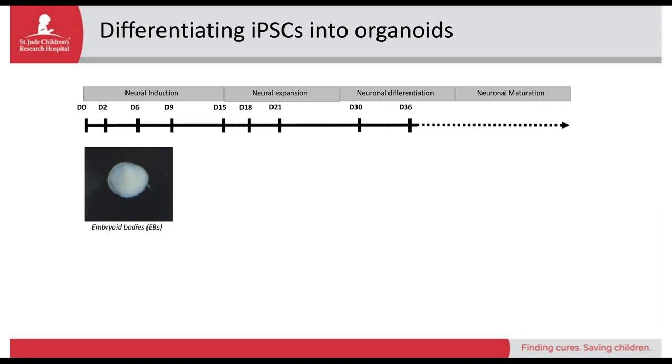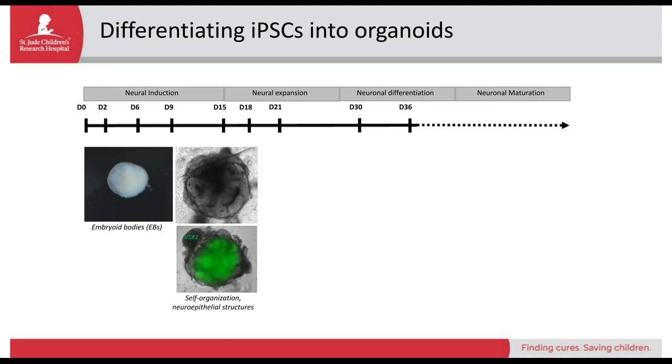The cells of the embryoid bodies, depending on the growth factors, cytokines and inhibitors provided in the media, will undergo regionalization and cell fate specification, and they will proliferate into these self-organizing neuroepithelial structures that have a lumen and are surrounded by region-specific progenitors, and they have an apical basal polarity.